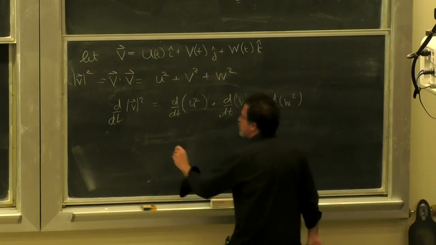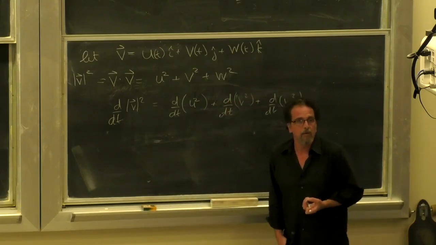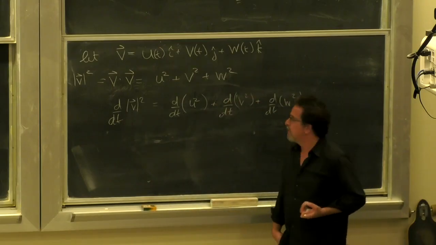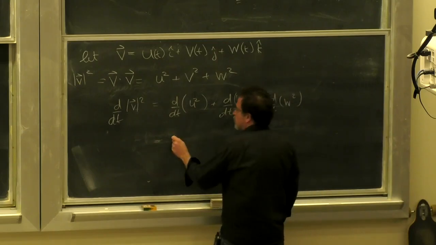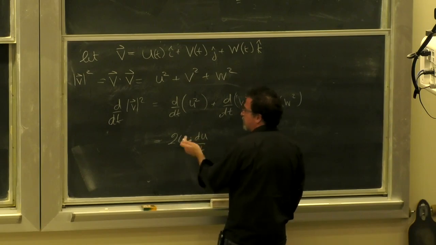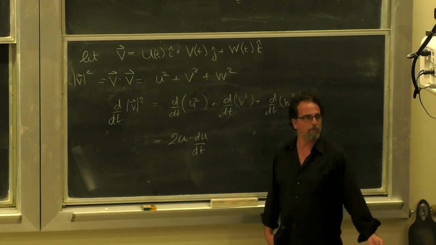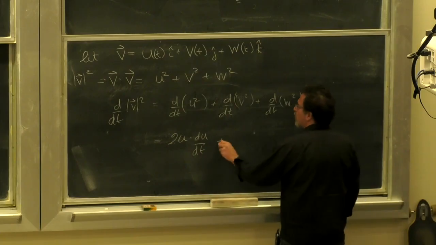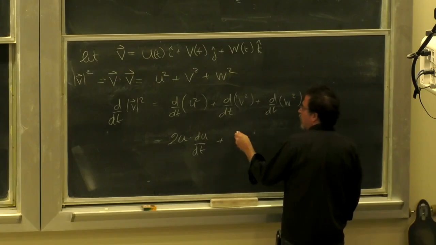Now, the next step is a straight-up application of chain rule, even though we don't know what u of t is. We don't need to know what u of t is. The time derivative of a function of t squared is 2u times du dt. This is straight-up multiplication. This is not dot product. That's just chain rule. Okay? And of course, it's all the same for all these. Even though we don't know what u, v, and w are, it's the same.